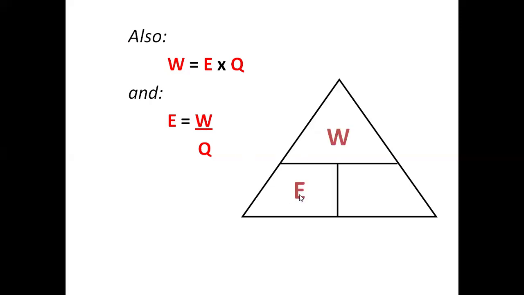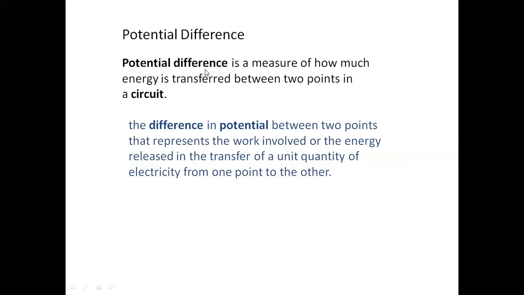W is equal to E into Q. The potential difference is a measure of how much energy is transferred between 2 points in a circuit. The difference in the potential between 2 points that represents the work involved or energy released in the transfer of a unit quantity of electricity from one point to another point. In the next slide, I will explain the meaning of this.